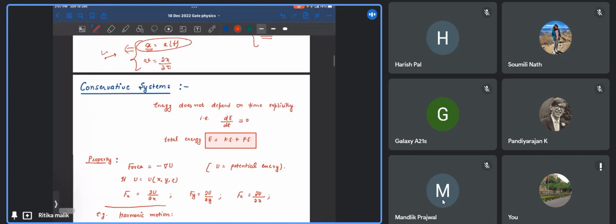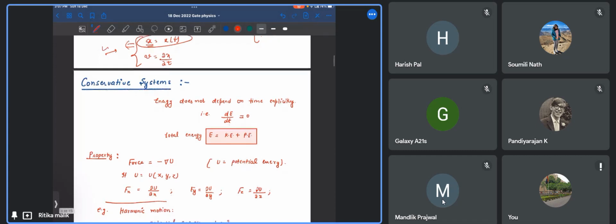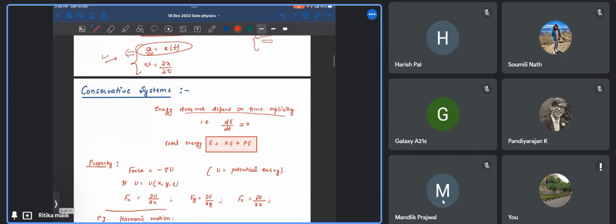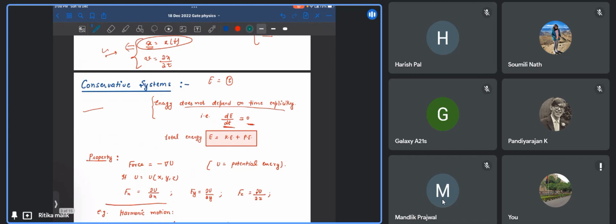There are certain kinds of systems that we will study. One is the conservative system, in which energy does not depend upon time explicitly. If you write your energy expression, there will be no time factor appearing in it, so if you differentiate energy with respect to time t, it will be zero. A conservative system states that your energy will not change with time; it just remains constant. In that case, we can always write the total energy of the system as kinetic energy plus potential energy.